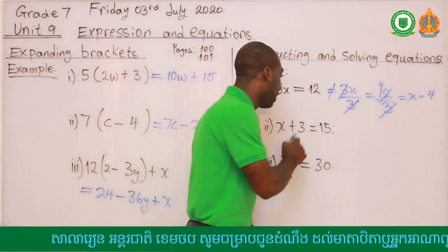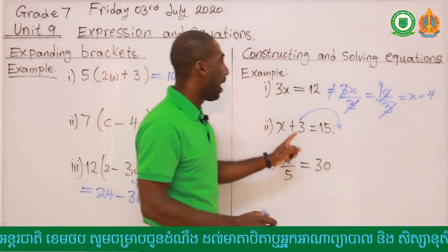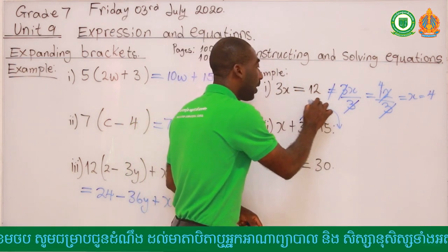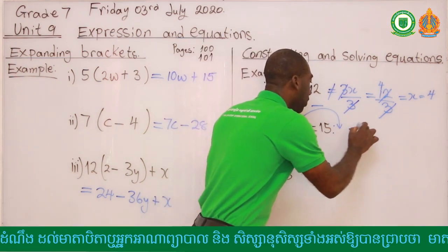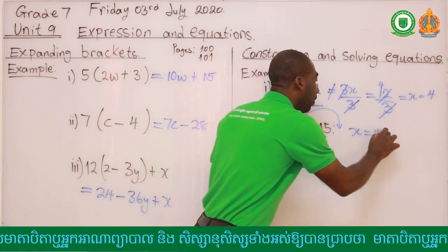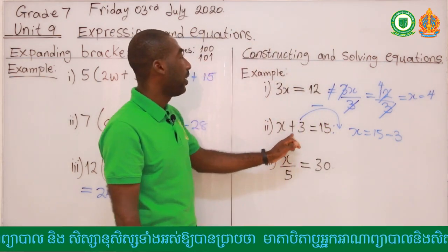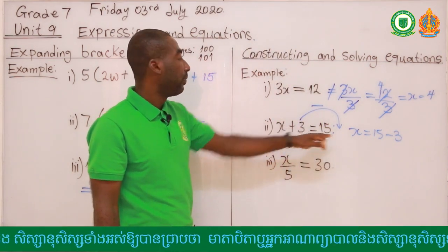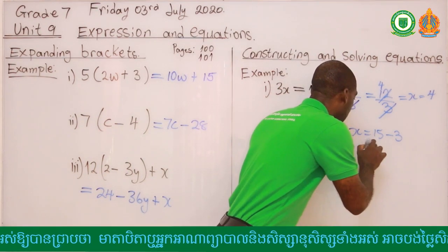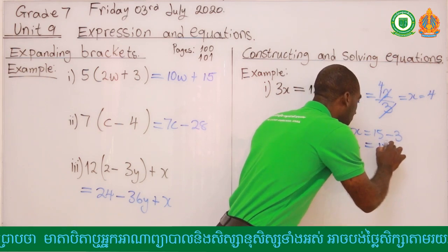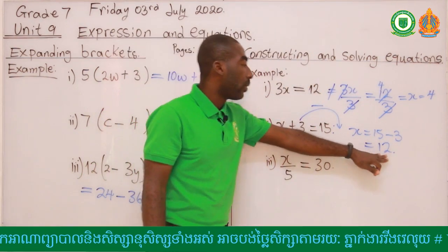So our equation is going to be, 3 is actually coming this way. As it is coming, it changes to become negative. Okay, so our equation is going to be x is equal to 15 minus 3, because 3 goes this way. So now we can subtract and say x is equal to 12. So our x will be equal to 12.